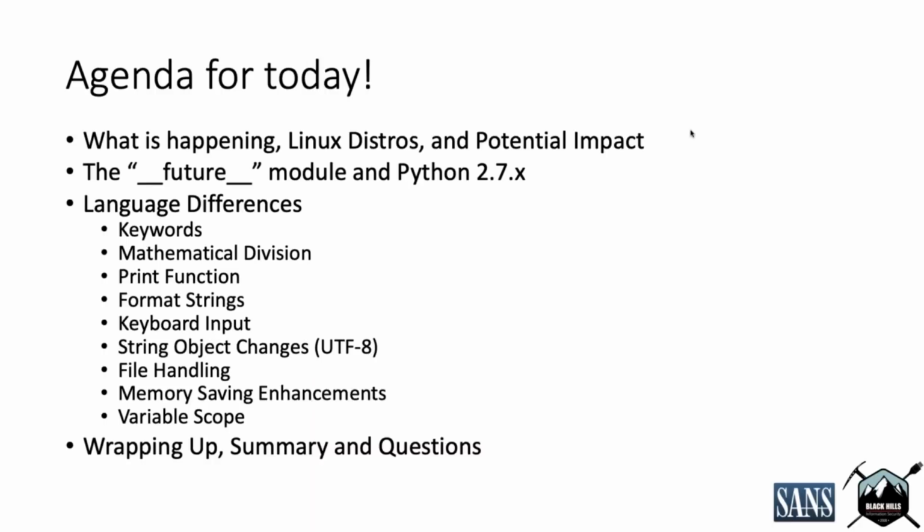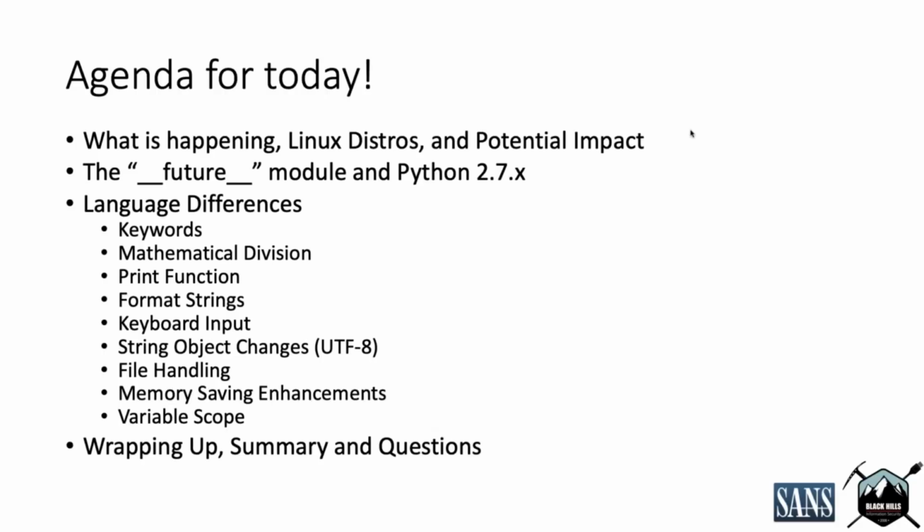So what's our agenda today? Well, first of all, what's happening with Linux distros and the potential impact. Then we're going to talk about the future module with respect to Python 2.7x. Then we're going to step through a series of slides which talk about the language differences between Python 2 and Python 3. In short: keywords, division, print, format strings, input, string objects, some file handling and some memory saving enhancements. We're going to talk about variable scope a little bit, and that's a lot to take in, so we're going to wrap up with a summary and questions.